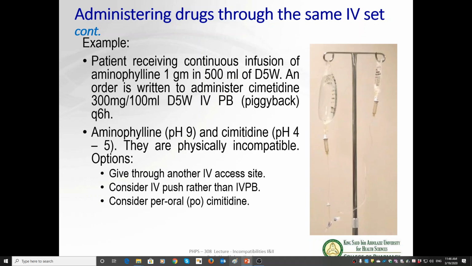Give it through another IV access if there is another IV line available for the patient, or give a bolus IV, small volume injection of cimetidine. Of course, it will not be in 100 ml, so it will be a concentrated injection of cimetidine, or consider giving the cimetidine orally if the patient is conscious and can swallow. You can recommend these forms in such cases.